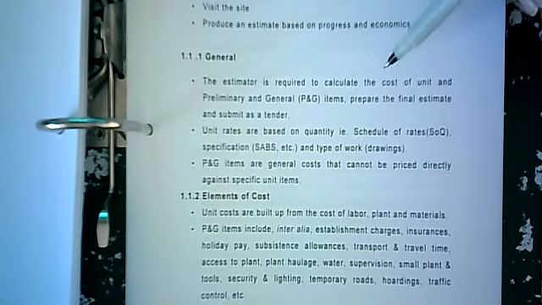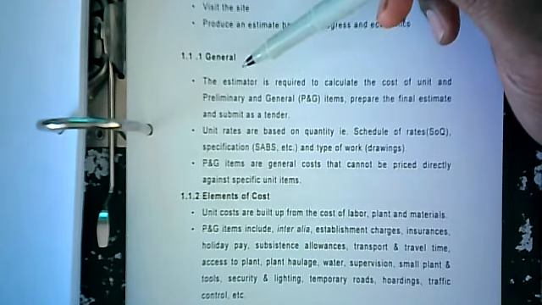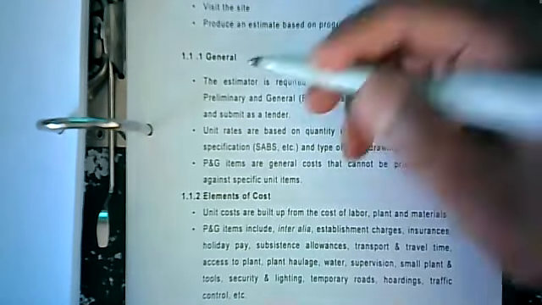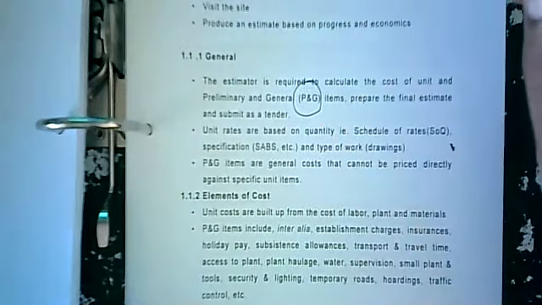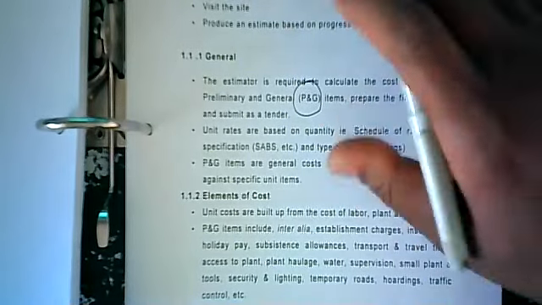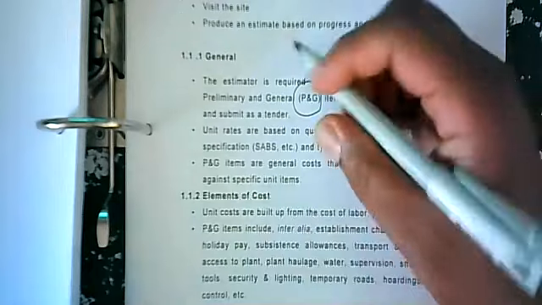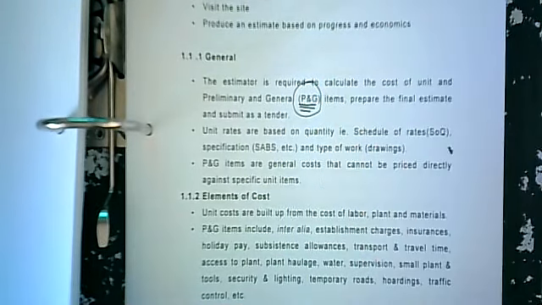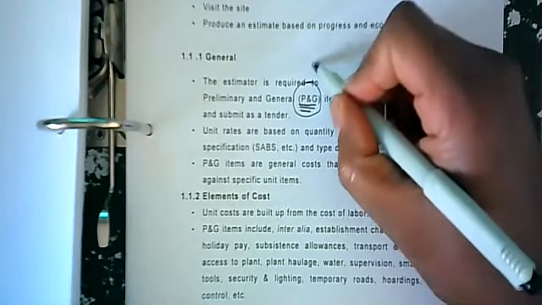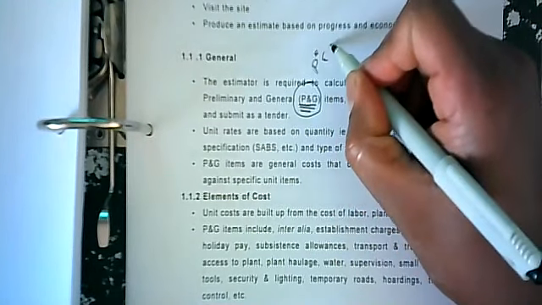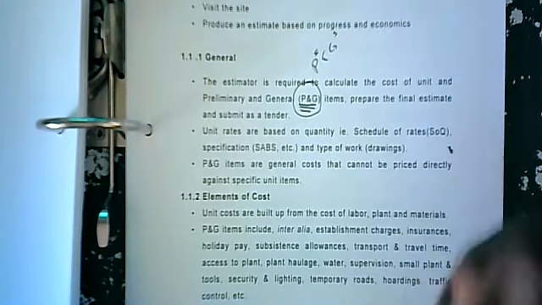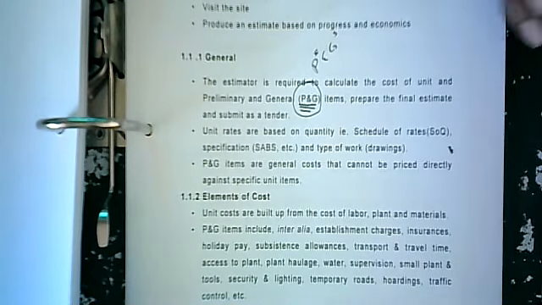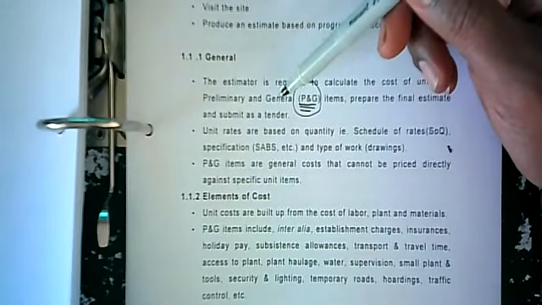The estimate is required to calculate the cost of unit and preliminary and general (P&G) items. This will take up a considerable amount of your time when you start working, and quite a bit of money is located under these items, known as P's and G's. What is it? Let's look at it. Prepare the final estimate and submit the tender.